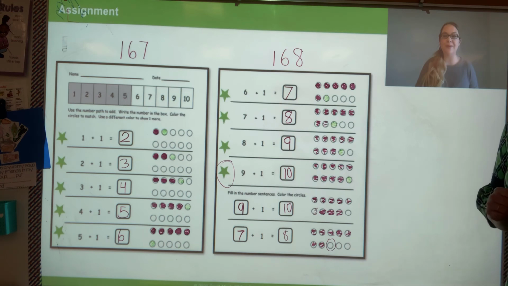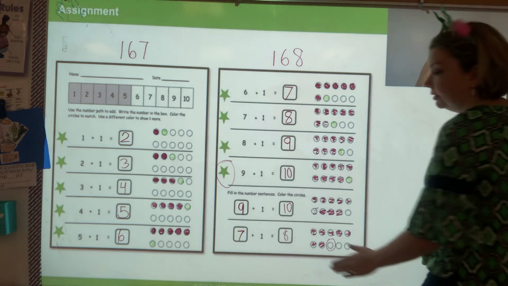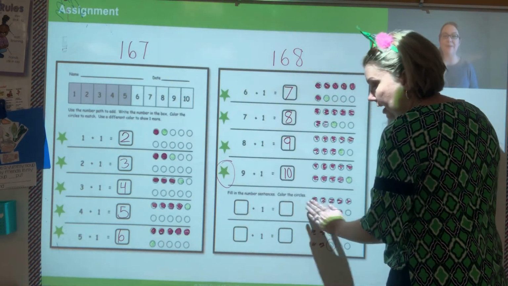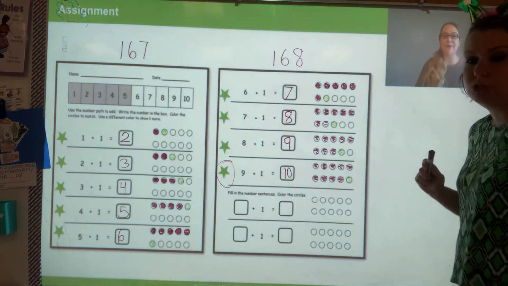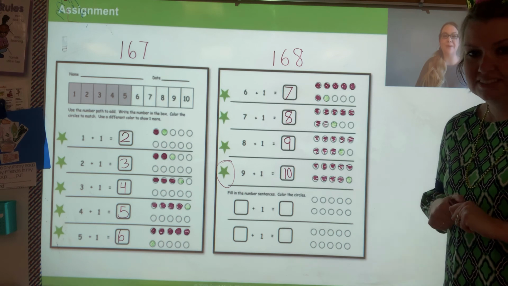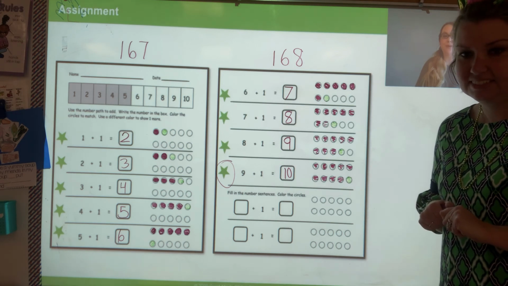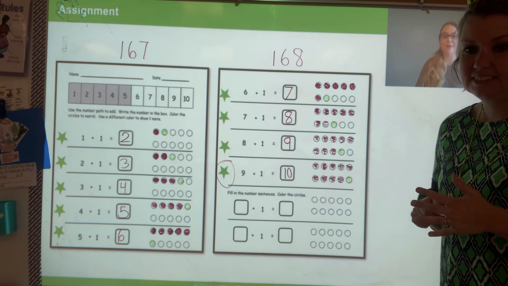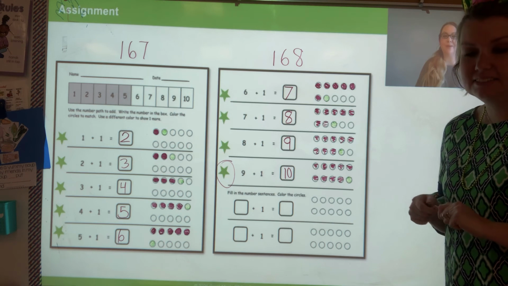What's your question? I have a question about the math. What is it, sweetie? Do we have to make our own number sentence? Yeah, you pick a number. Pick any number between 1 and 10, write it here, and then add 1 more, and do a picture to match. I closed my eyes and picked one. Oh, that's a good idea.